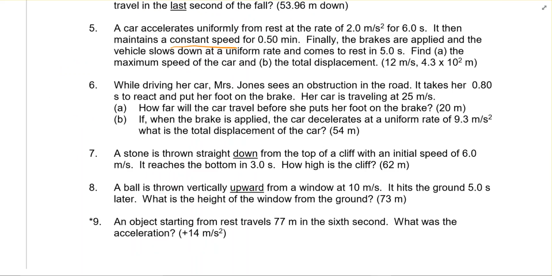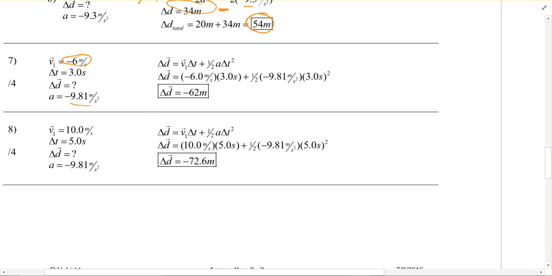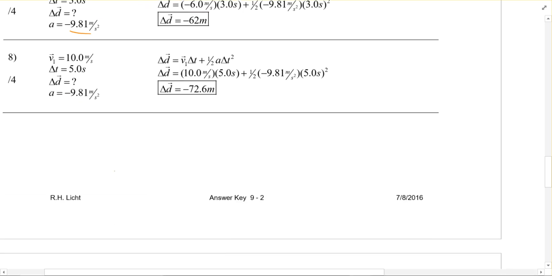So number 8 says a ball is thrown vertically upward from a window at 10 meters per second. It hits the ground 5 seconds later. What was the height of the window from the ground? So like I said before, someone might think, if this was my window, that since we threw it up and then down again, if I find my distance, it's the distance from there all the way to the ground, right? But it's not. It's just the distance from where I started to the ground. So exactly what I'm looking for in this question.